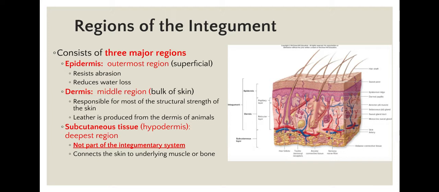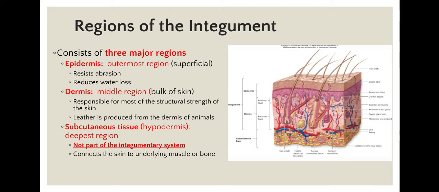The middle layer, that's like the bulk of it, is going to be called the dermis. And that is responsible for all of the structural strength and components of the skin. And just a really fun fact, leather is produced from the dermis in animals.